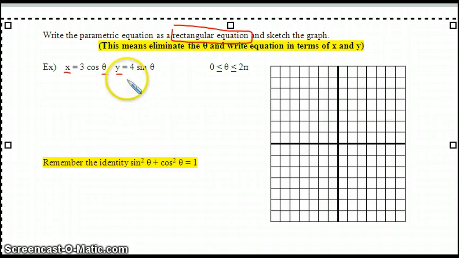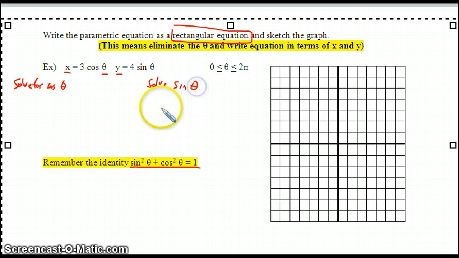Now when you have a theta as your third parameter, it's going to be very helpful to remember this identity. So this is the Pythagorean identity, sine squared plus cosine squared equals 1. And what I'm going to end up doing for this problem is solve both of these for the sine and for the cosine, so then I can have this identity and work with it that way. So if I solve the first one for cosine of theta, and I'll solve this one for sine of theta.